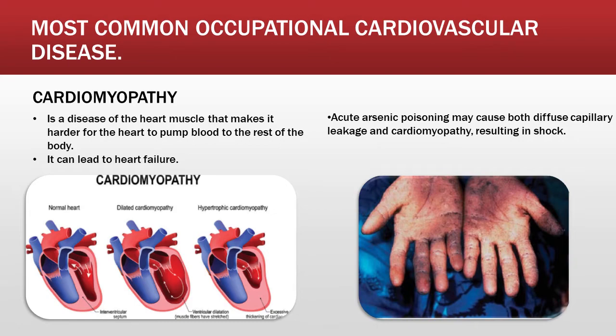So the last occupational cardiovascular disease is cardiomyopathy. Cardiomyopathy is a disease of the heart muscle that makes it harder for the heart to pump blood to all the rest of the body. It can lead to heart failure. Acute arsenic poisoning may cause both diffuse capillary leakage and cardiomyopathy resulting in shock.